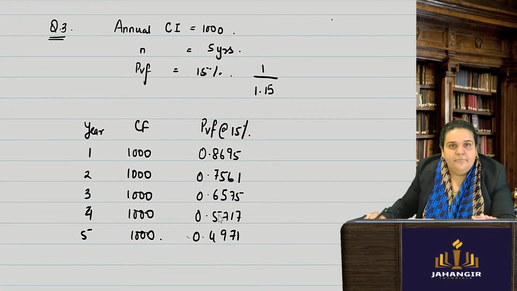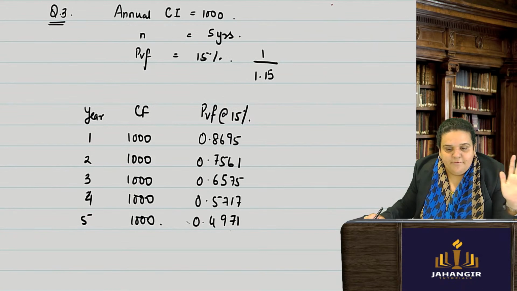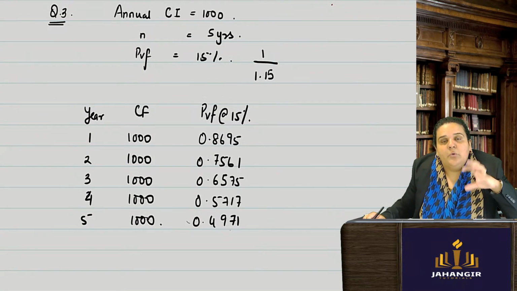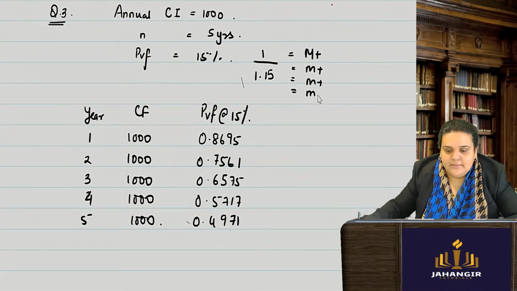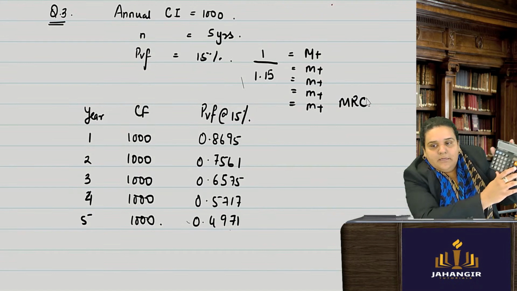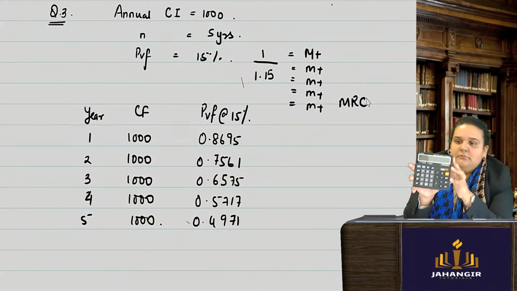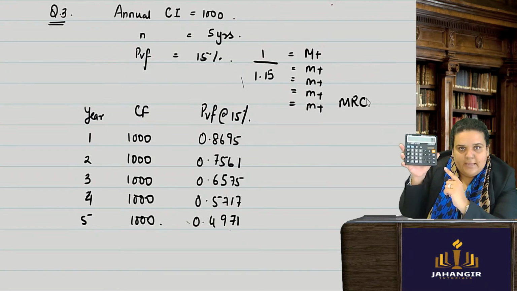But in order to save time, and since the cash flow is also the same, I will find a cumulative discount factor quickly, directly the total of the 5th year. So how is that done? 1 divided by 1.15, equal to M plus, equal to M plus, 5 times, and then directly press MRC. I'm showing you that in my calci. First clear your MRC. If it's showing on the screen, clear the screen of your calci.